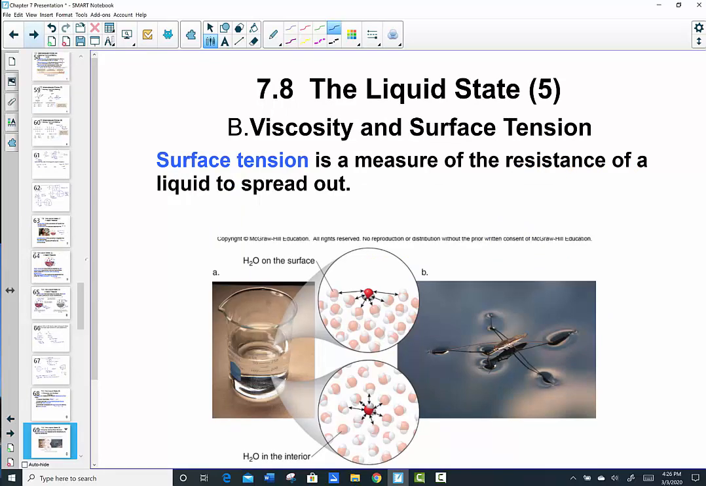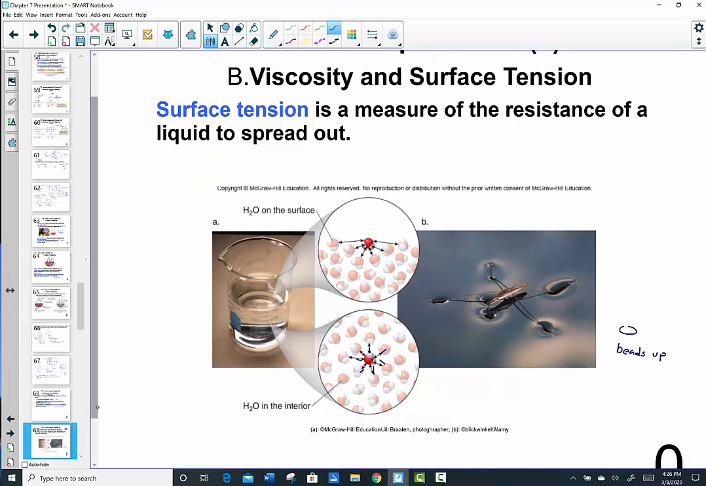Surface tension is defined as a measure of the resistance of a liquid to spread out. So in other words, look at this little water bug on the surface of the actual lake or whatever it's in. The water itself, if you think about it, has a high resistance to spread out. In other words, it will bead up instead of lying flat. That's due to surface tension, the ability of the resistance to spread out. So the water molecules are forced to stick together and cause a bead. And that's just kind of known as surface tension.